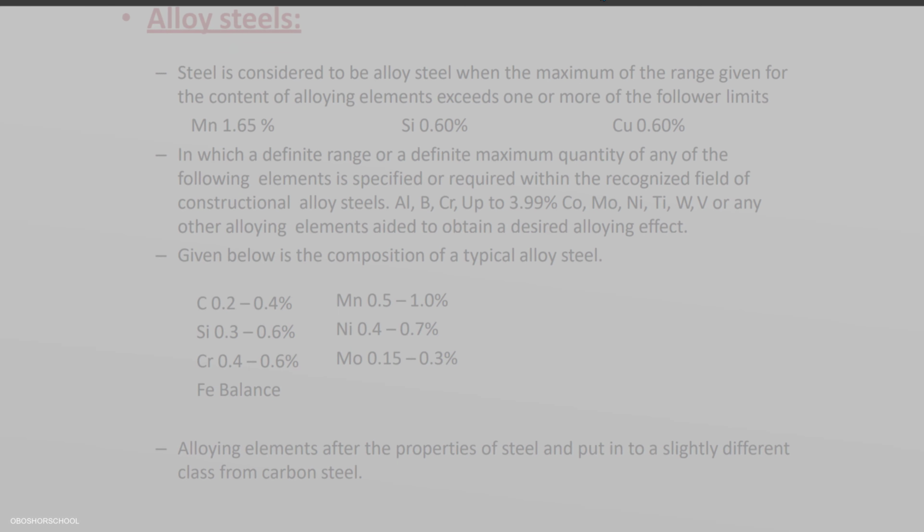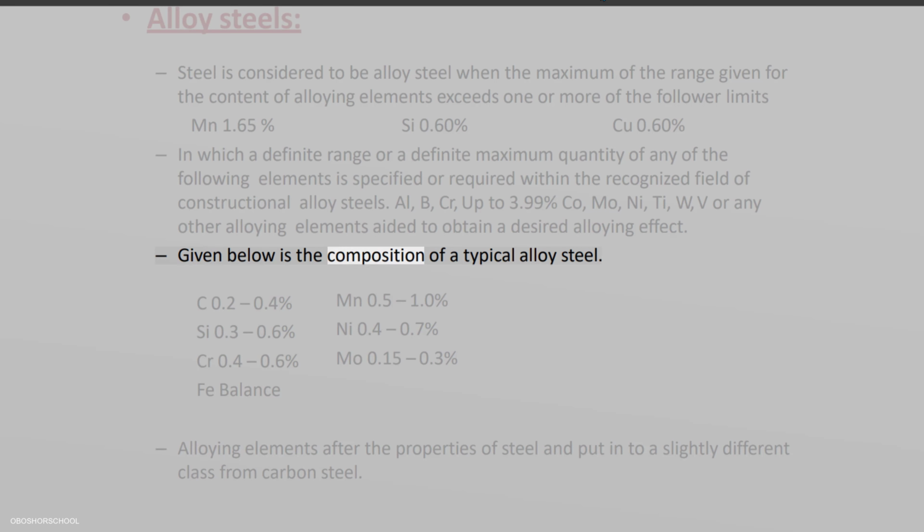Alloy steels. Steel is considered to be alloy steel when the maximum of the range given for the content of alloying elements exceeds one or more of the following limits: Mn 1.65%, Si 0.6%, Cu 0.6%, or in which a definite range or a definite maximum quantity of any of the following elements is specified or required within the recognized field of constructional alloy steels: Al, B, Cr up to 3.99%, Co, Mo, Ni, W, V, or any other alloying elements added to obtain a desired alloying effect.